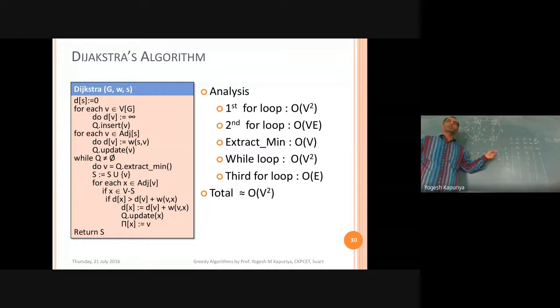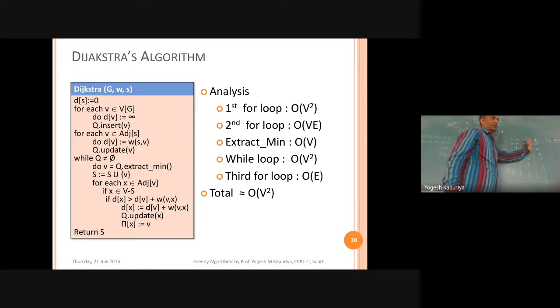So what is your node and what is its parent? Here you can have this two-dimensional array for maintaining the parent, but for maintaining the distance, you require a priority queue.